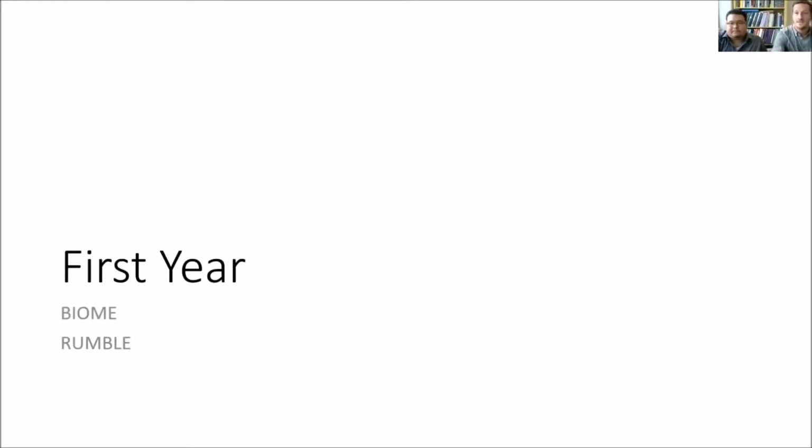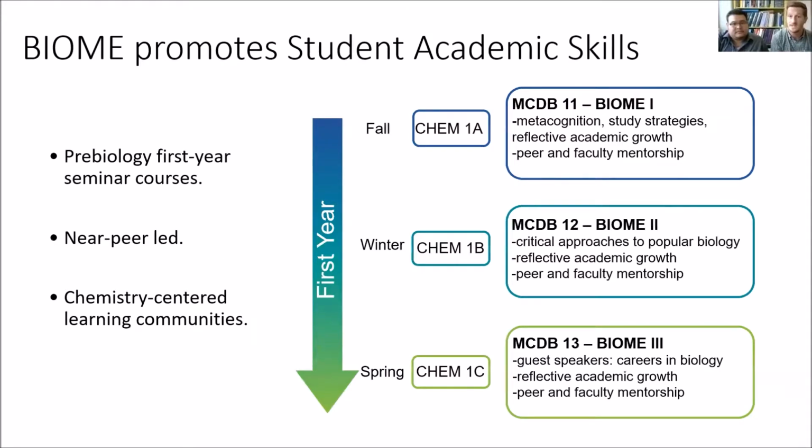All right. So we're going to now focus on the first year aspect of this BioMentors grant, and we're going to focus in on the Biome experience as well as Rumble. So Rumble is this course-based undergraduate research experience, whereas Biome is a small seminar that can be scaled looking at metacognition.